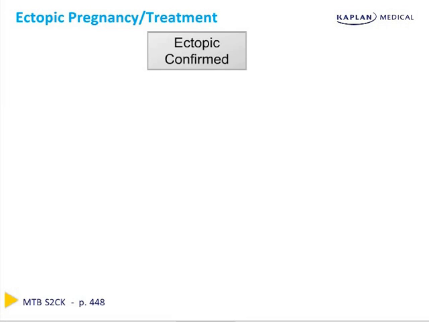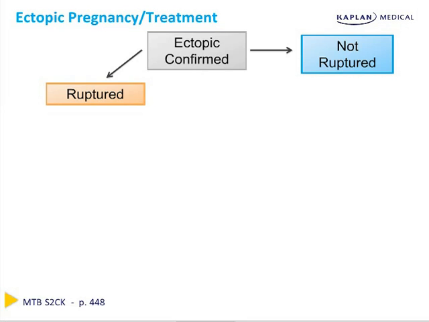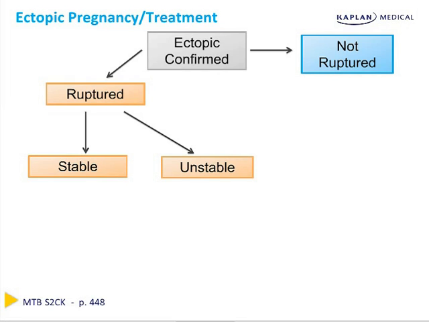Once you've determined that you're dealing with an ectopic pregnancy on the Step 2 exam, this algorithm can be very helpful to answer questions that will follow. First, you need to determine if the patient has a ruptured ectopic pregnancy or an unruptured ectopic pregnancy. Those who have a ruptured ectopic pregnancy need to be deemed stable or unstable. Those that are stable may have peritoneal signs on physical exam, but no hemodynamic instability, and they can be taken to surgery via laparoscopy or laparotomy.